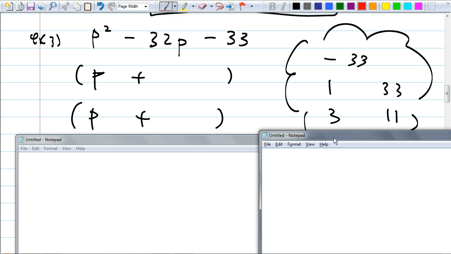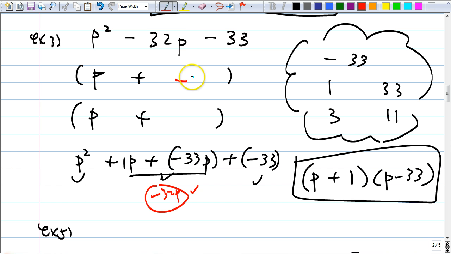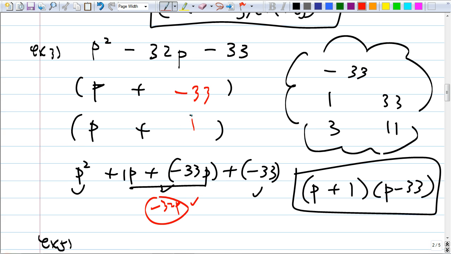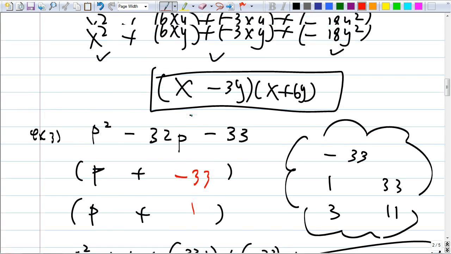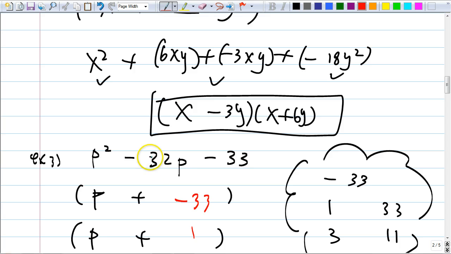Thomas, do you see which one I need to choose here? By the way, are there any other possibilities? No. Okay. So it's like multiple choice now. Which one do I choose? Thomas? Well, 33 and 1. You're right, because I want it to be negative 32. So now, I don't write 33 and 1, right? You write negative 33 and positive 1. Would you all agree, guys? Because I need to get negative 32p for my linear term, the middle term.